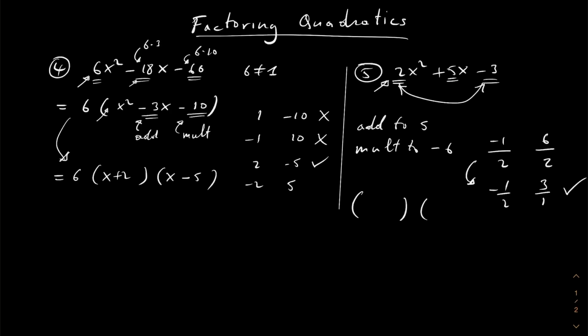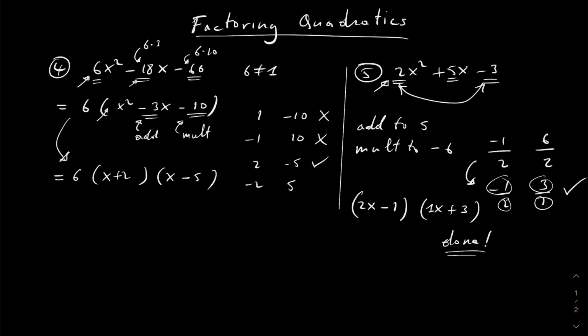This is going to be very, very important. The numbers that you have on the denominator here, 2 and 1, are going to go in front of the x's. So you're going to have 2x here and 1x here. And then the numbers on top, -1 and 3, are going to go on the side. So you're going to have 2x minus 1 here and 1x plus 3 here. And that's it, right?